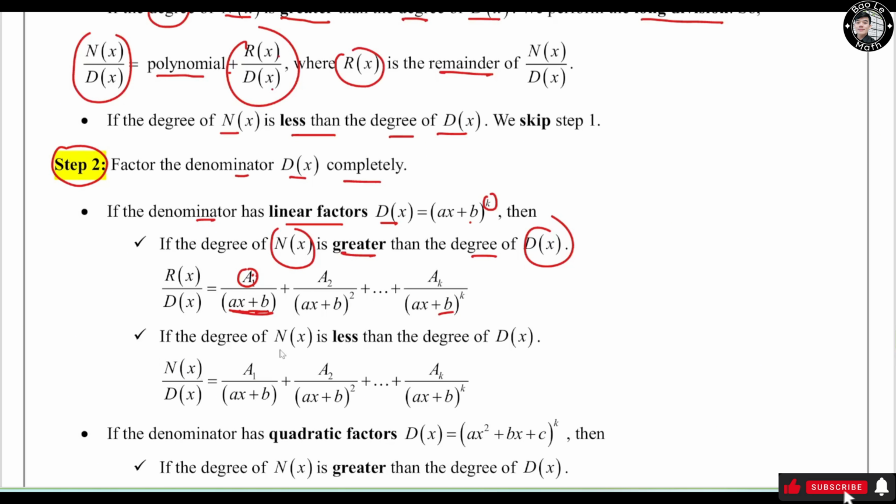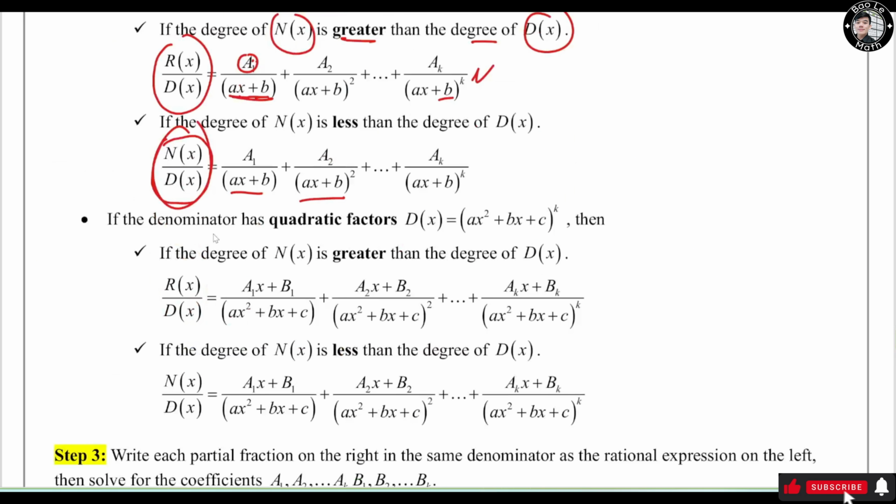Now if the degree of N of s is less than the degree of D of s, which is the one where we skip step number 1, we're going to take the original one right here. We don't need to perform long division. N of s over D of s equals a1 over as plus b plus a2 over as plus b squared, similar to this one. The only thing different right here is this guy and this guy.